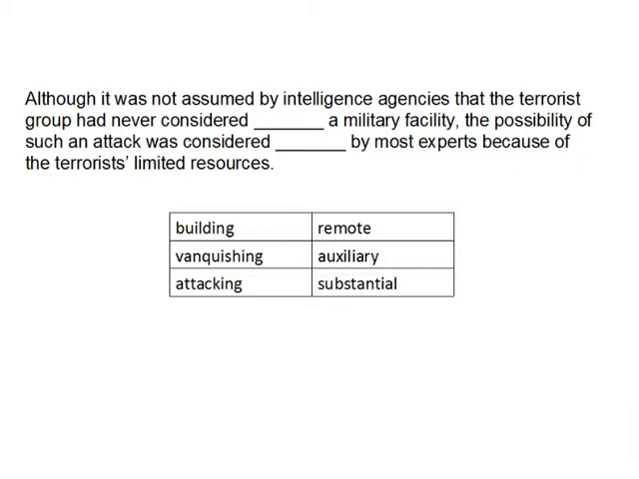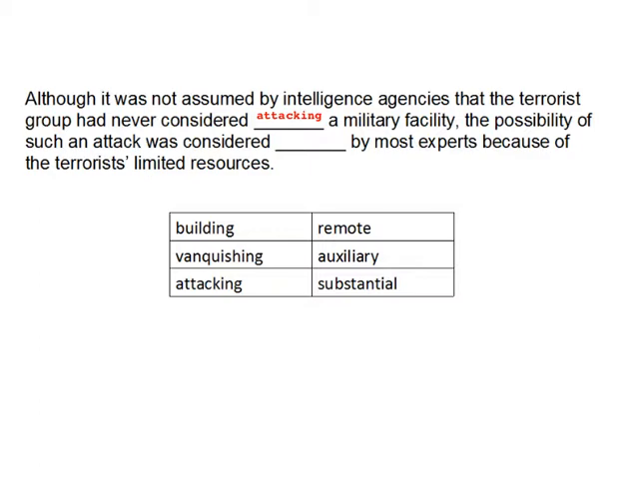The giveaway follows the comma. The possibility of such an attack. Wait, we haven't mentioned an attack yet. So it must be that the terrorist group had never considered attacking a military facility. And that's where we sort of get our clue as to the specific meaning of this blank.